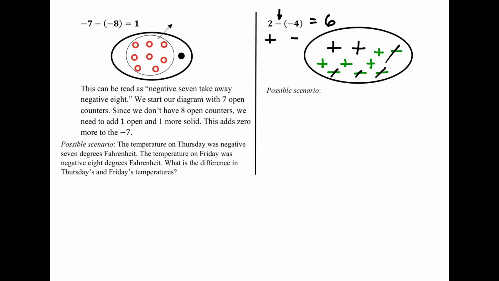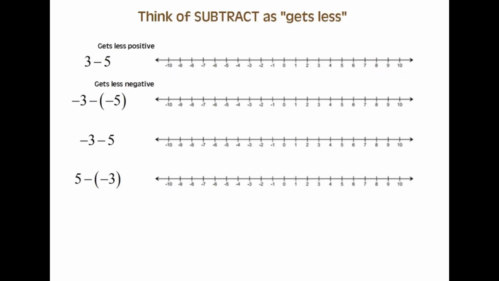Okay, so drawing it out is the least mathematical, but those zero pairs are really important to see. Okay, so now the next part is number lines, and I have again added a page that you don't see in your notes. Okay, so think that subtract means gets less. That's just making it logical instead of mathematical. Okay, so if you start at 3, it's going to get less positive. You start at negative 3, and it's going to get less negative.